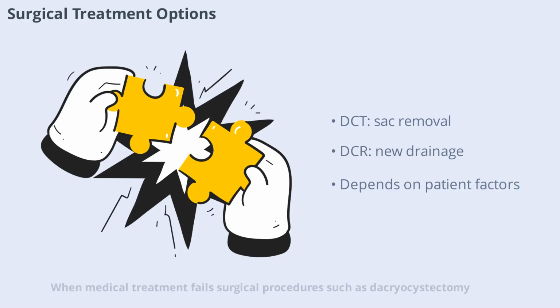When medical treatment fails, surgical procedures such as dacryocystectomy (DCT) or dacryocystorhinostomy (DCR) are considered. DCT involves removal of the lacrimal sac, while DCR creates a new drainage pathway between the sac and the nasal cavity. The choice of procedure depends on the patient's age, the severity of disease, and the condition of the sac wall.